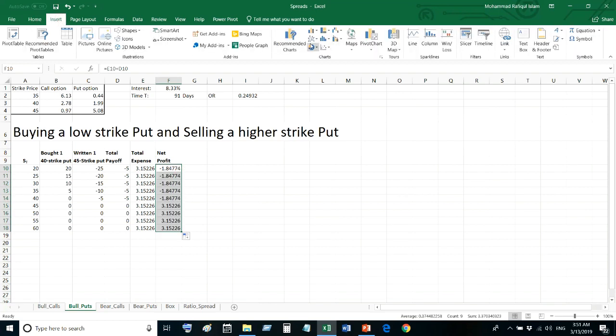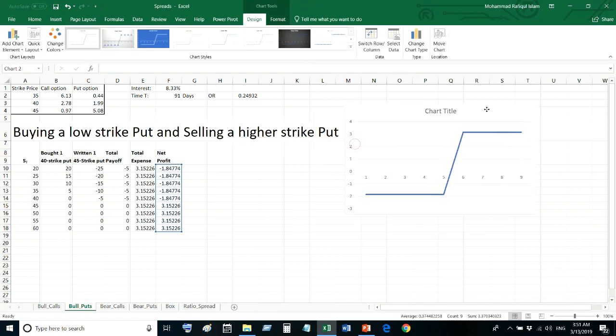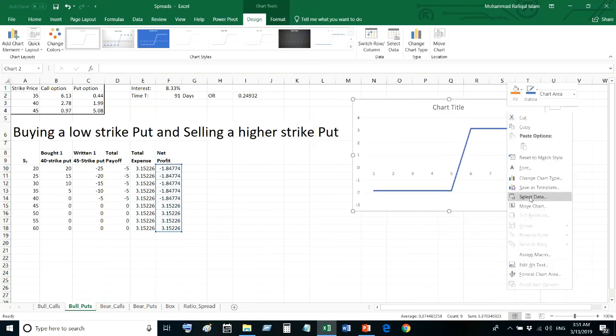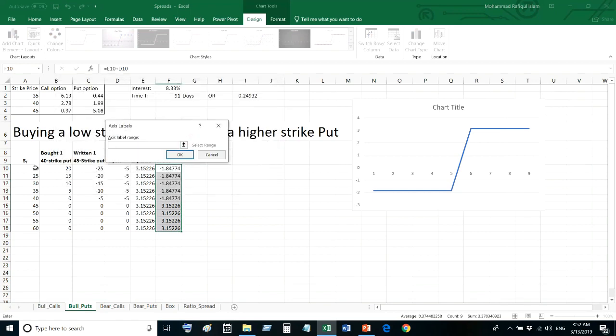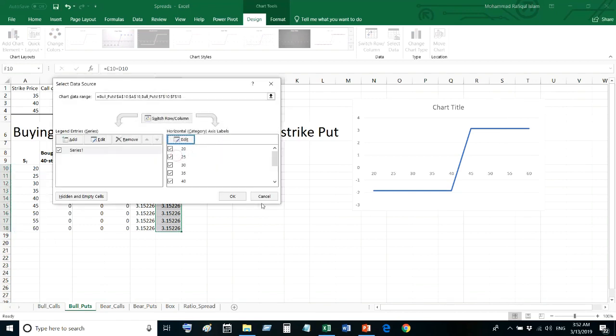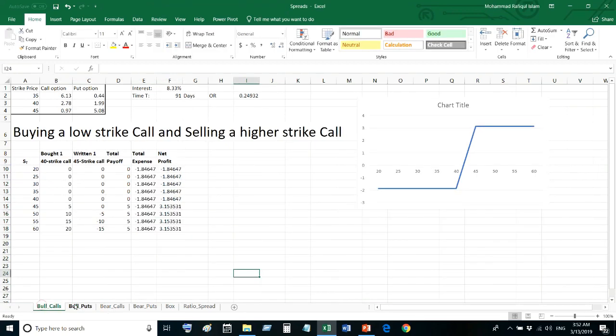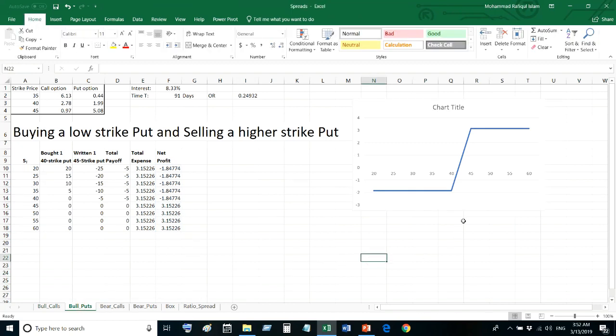If we want to graph it, you can see we have the same type of graph for a bull spread using put options. If we want to compare, we can see we get the same type of graph. So that's the bull spread. For the bull spread, we can see if the price increases unboundedly, infinitely, our profit is limited, and similarly if the price decreases, in this case our losses are also limited.